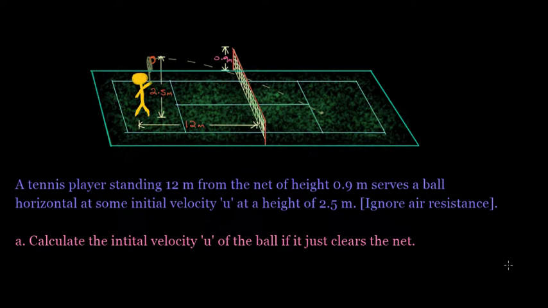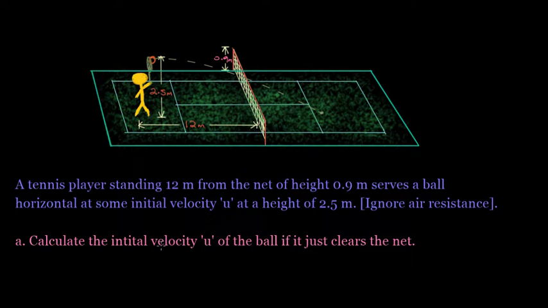So we can see we have a scenario illustrated by this diagram, but the question says that a tennis player standing 12 meters from the net of height 0.9 meters serves a ball horizontally at some initial velocity u at a height of 2.5 meters. And the question wants us to ignore the effects of air resistance, which is something that almost 99% of the time we're going to consider negligible, because that just makes the question a lot more manageable.